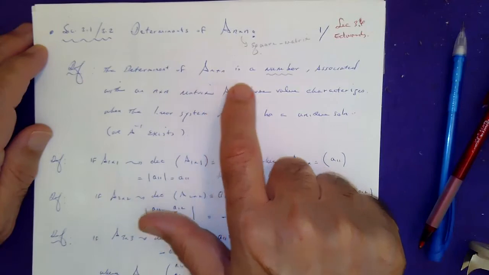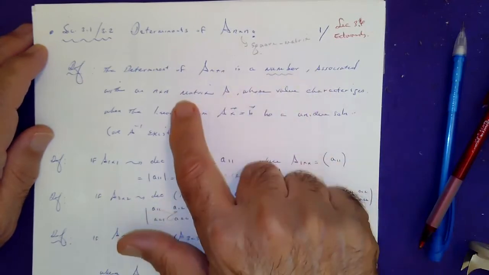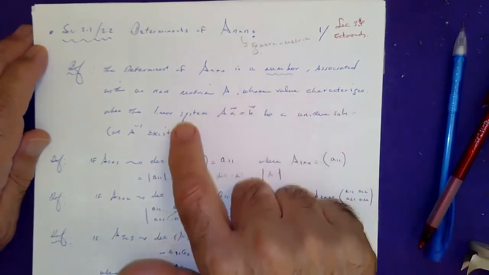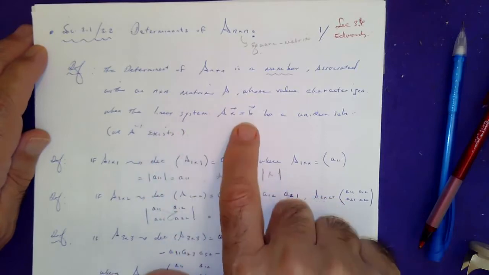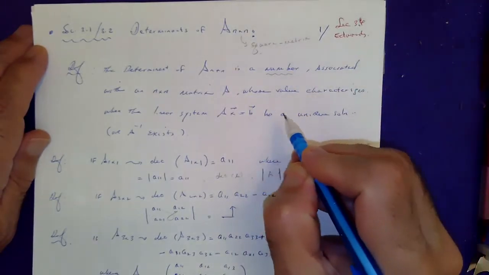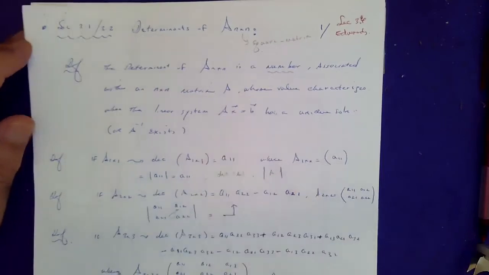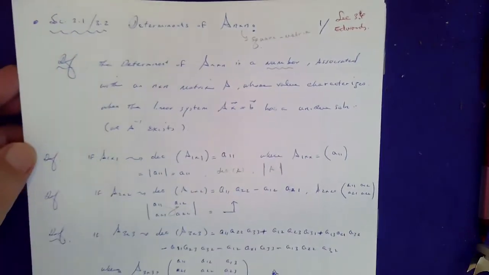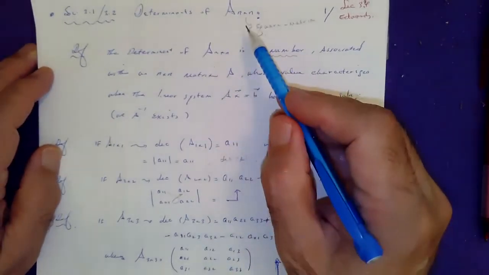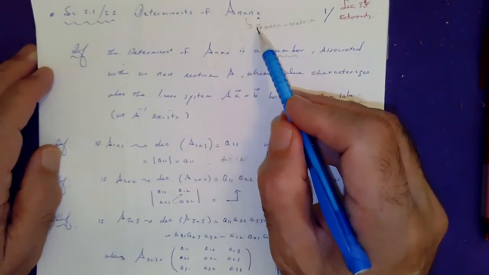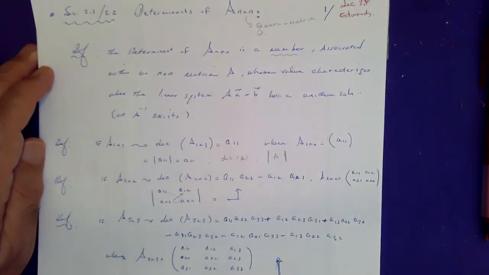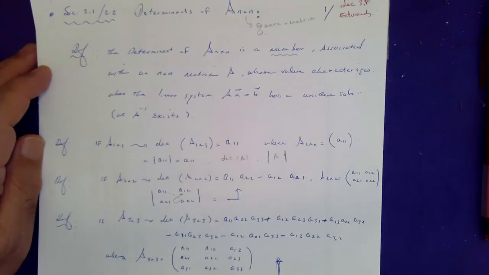The determinant of a square matrix is a number associated with an n by n square matrix whose value characterizes when the linear system AX equals B has a unique solution, or that's the same as saying A inverse exists. So the bottom line is, any square matrix is associated with a number called its determinant. So the question is, what is a determinant? How do I find it?